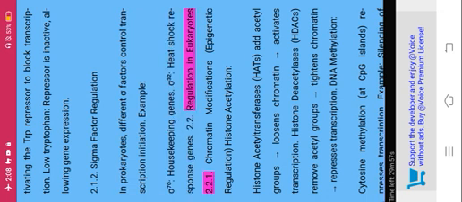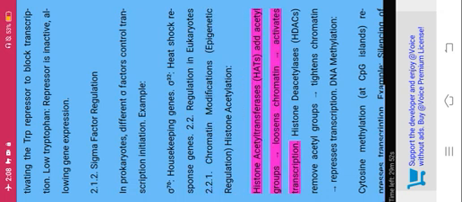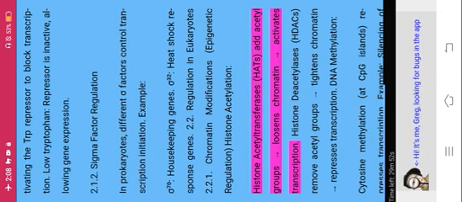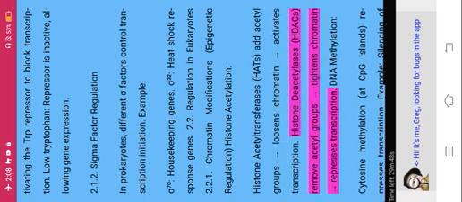2.2. Regulation in eukaryotes. 2.2.1. Chromatin modifications, epigenetic regulation, histone acetylation. Histone acetyltransferases, HATs, add acetyl groups → loosens chromatin → activates transcription. Histone deacetylases, HDACs, remove acetyl groups → tightens chromatin → represses transcription.